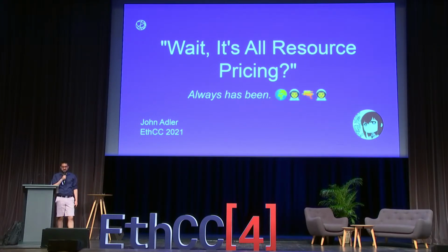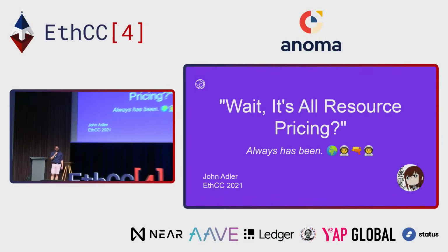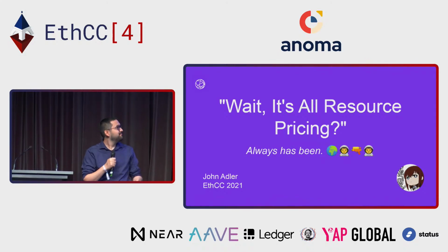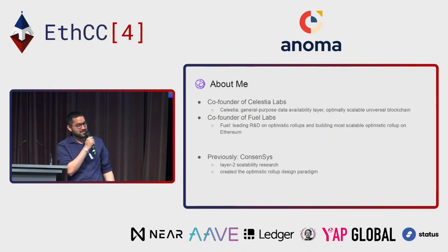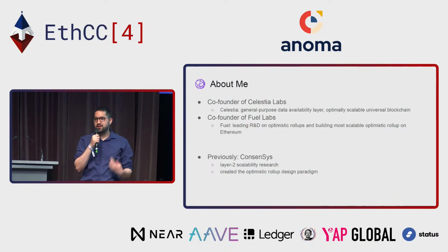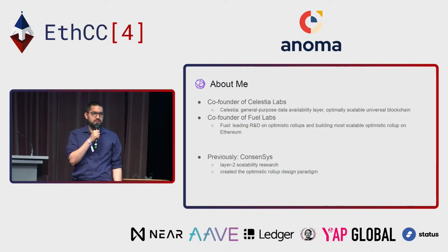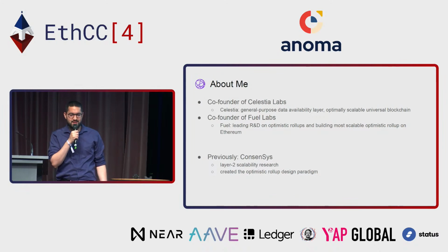Hello, everyone. Good morning. My name's John, and I'm here to talk about blockchain resource pricing. As soon as my slides advance. OK, so a little bit about me. My name's John Adler. I'm the co-founder of Celestia Labs, and we're building Celestia, a general-purpose data availability layer, and an optimally scalable universal blockchain. There's a lot of buzzwords, and some of them will be explained over the course of this talk. So don't panic too much about these buzzwords yet.